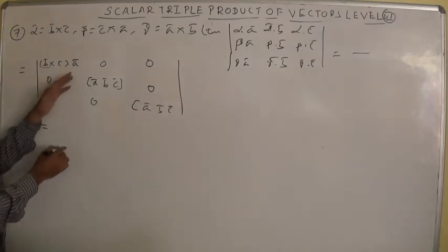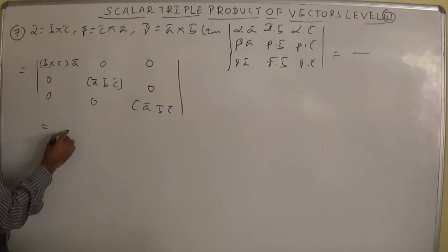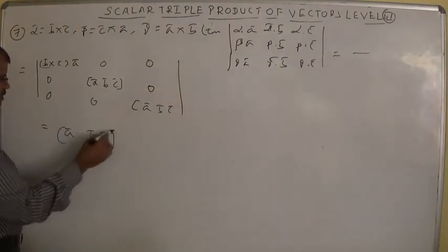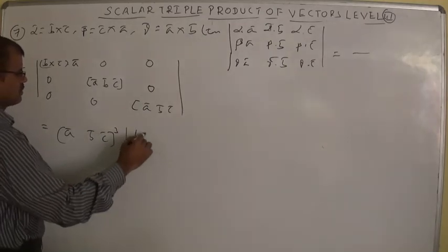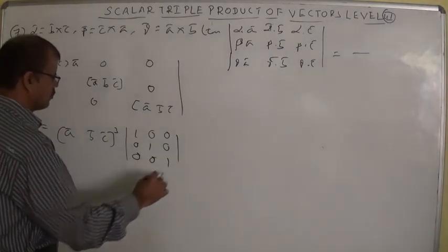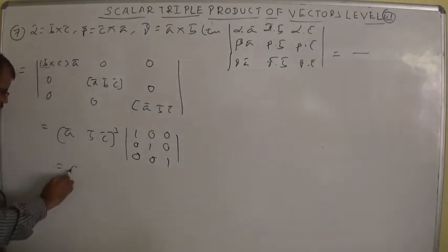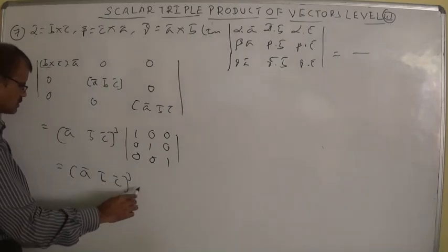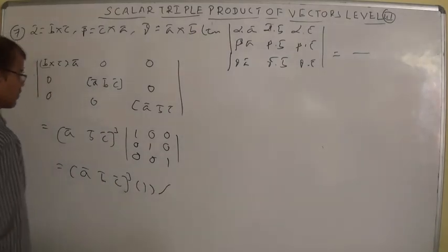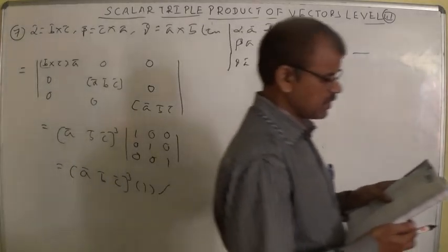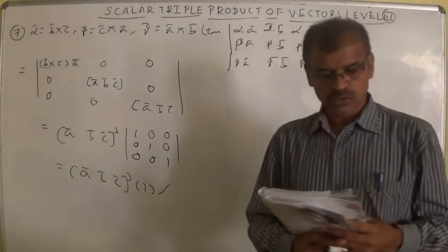You can take box ABC common from each column, according to the matrix column property. Taking it common, we get 1, 0, 0, 0, 1, 0, 0, 0, 1. We know that the determinant of the unit matrix or identity matrix is 1. So the answer is box ABC whole cube. 7th question completed. Let us discuss the 8th question.